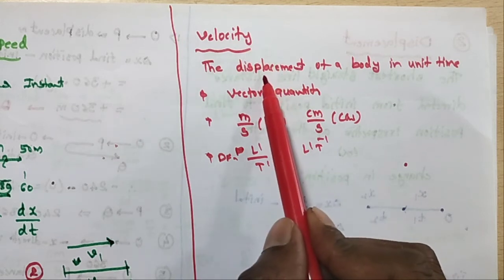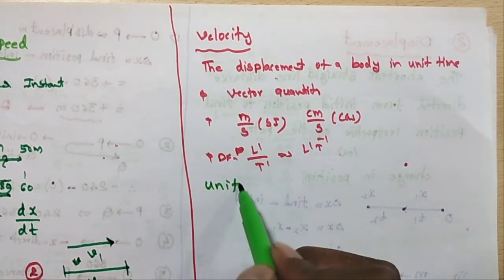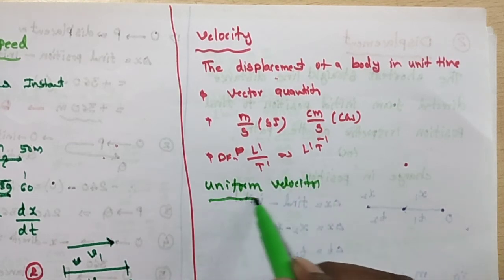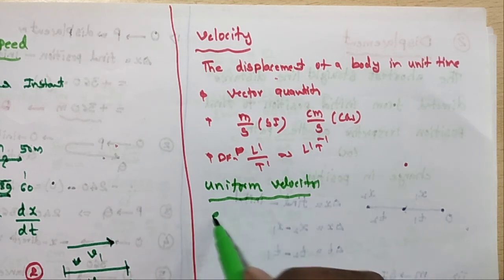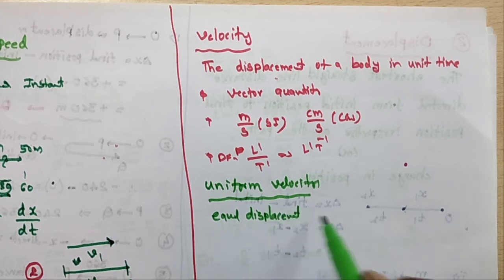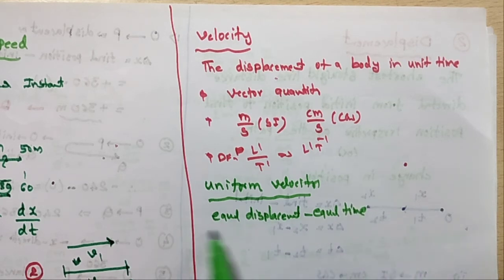The velocity depends on the displacement of a body. And the same thing for uniform velocity. What is the meaning of uniform velocity? It means equal displacement in equal time. The particle travels in the positive x direction, covering equal distance in equal intervals of time. That is called uniform velocity.